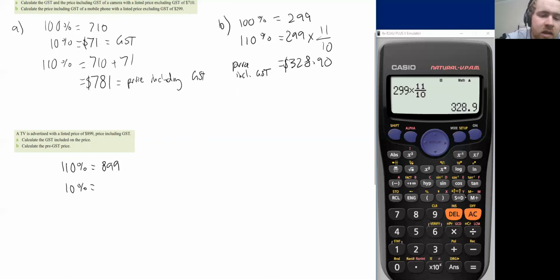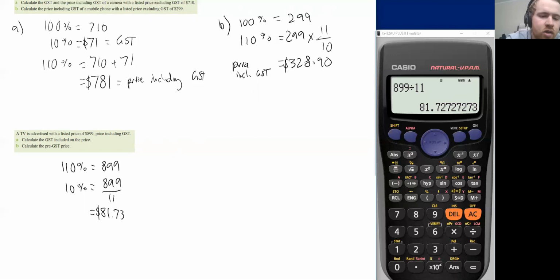So that's going to be 899 divided by 11. Put that in our calculator, and we get our value here. We round to the nearest cent, which equals $81.73. Okay, we needed to divide by 11, not 10, because we're going from 110% to 10%.